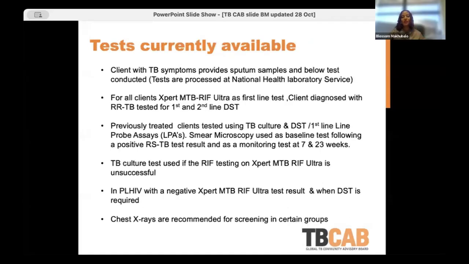And then I'm going to dwell on the test. Prof spoke about the test. So what happens in our country, you get to the facility, you get screened for TB symptoms, and then a sputum is collected. We already know sputum is problematic because not everyone can produce a sputum. And our tests are also processed at the National Health Laboratory Service.